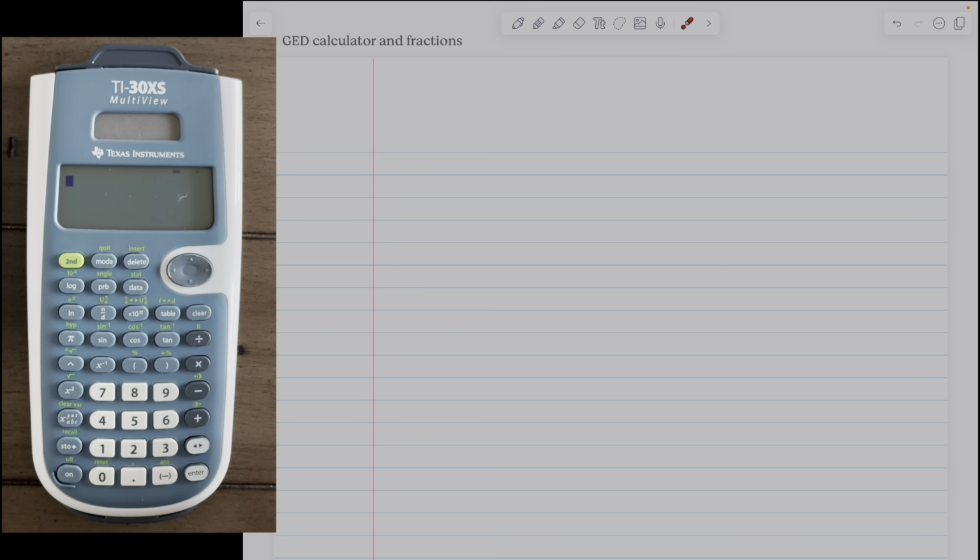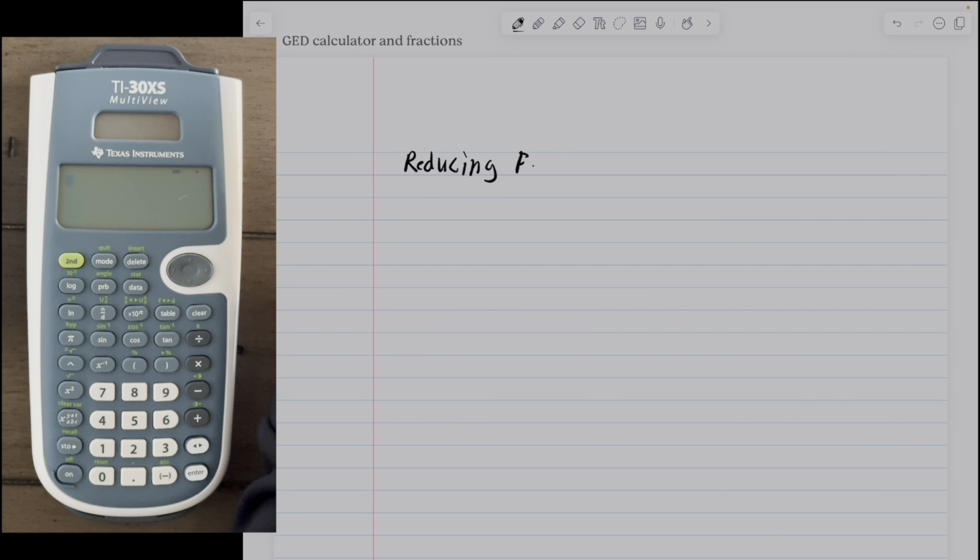Okay, so in this lesson we're going to cover a few concepts, and the first concept we're going to talk about is reducing fractions. Reducing fractions can be a little bit difficult. So let's say you have a fraction like 2 over 4.